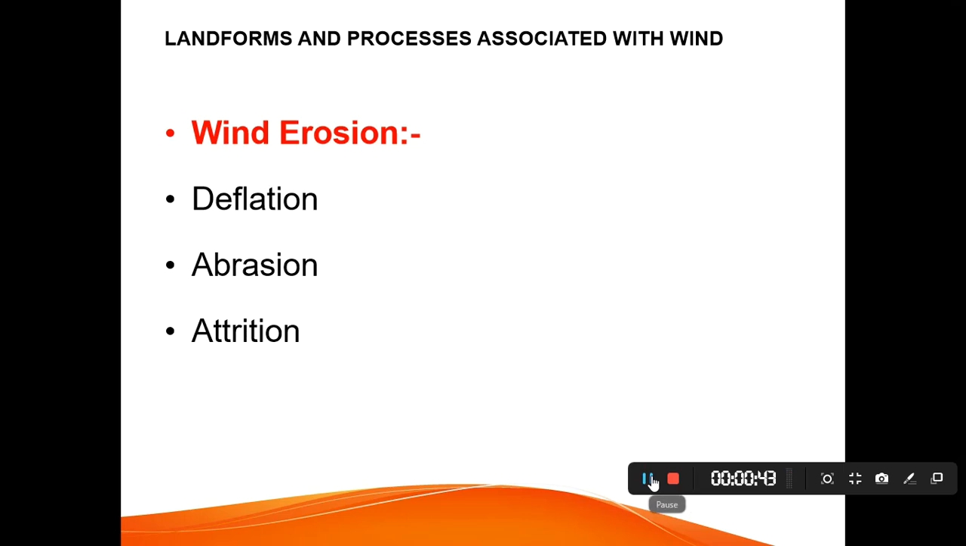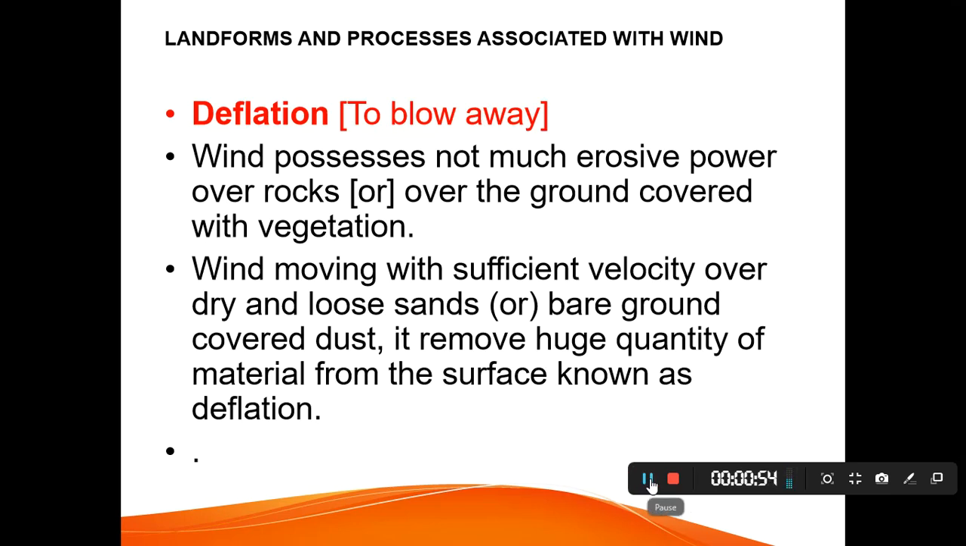The first one is wind erosion. Wind erosion is again classified as deflation, abrasion and attrition. Deflation. What is deflation? Deflation means to blow away. Wind possesses not much erosive power over rocks or over the ground covered with vegetation. Wind moving with sufficient velocity over dry and loose sands or bare ground covered with dust removes a huge quantity of material from the surface, known as deflation.